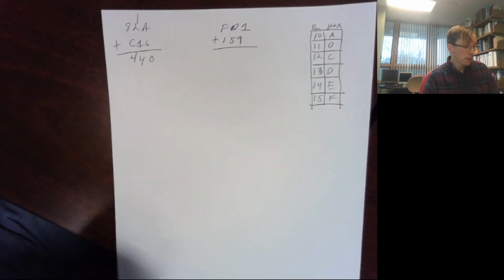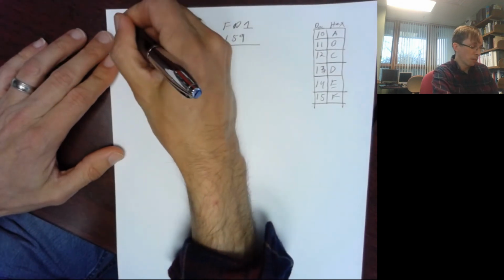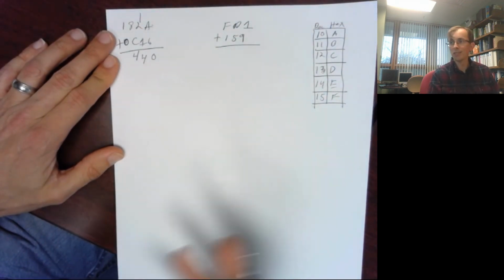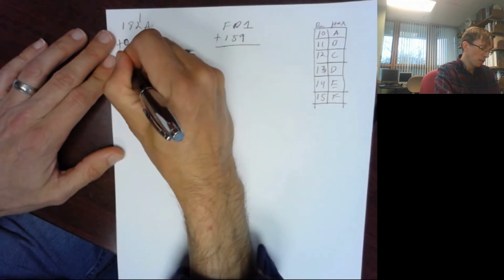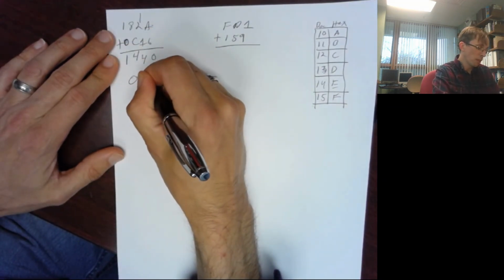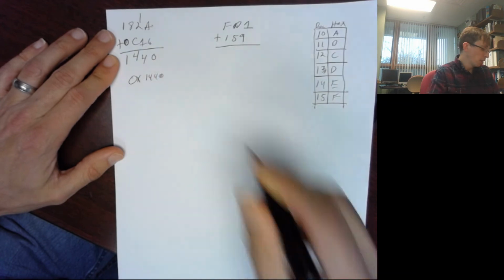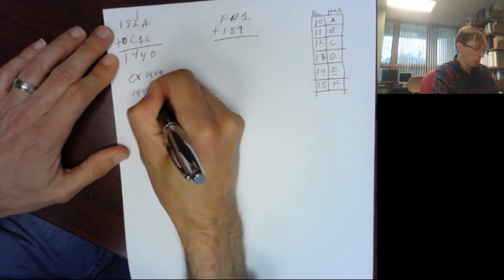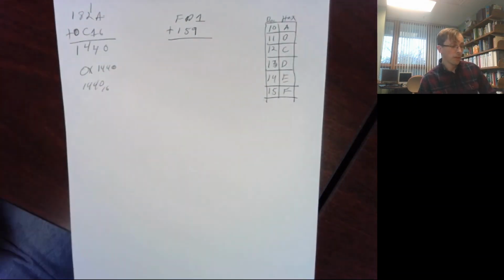But anyhow, we have that 4 there, and we still have to carry 1 and add it to our leading 0 that isn't written down, but it's still there. So there's 1. So 0x1440, or we can write it as 1440 base 16. All right, come over to the second one.